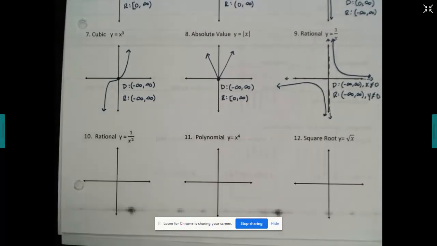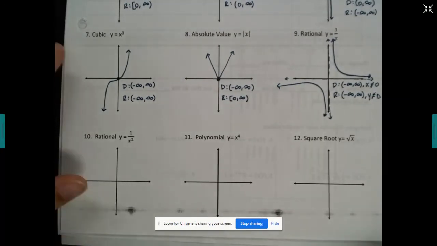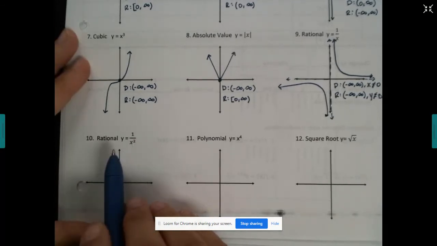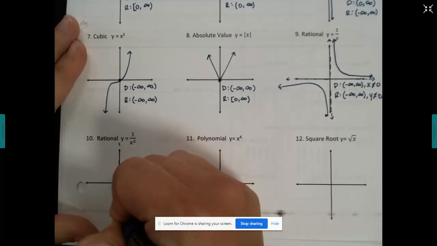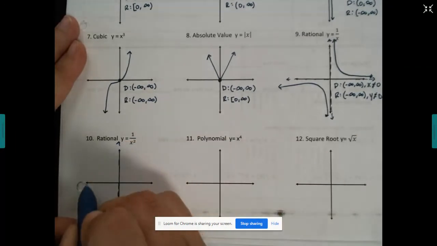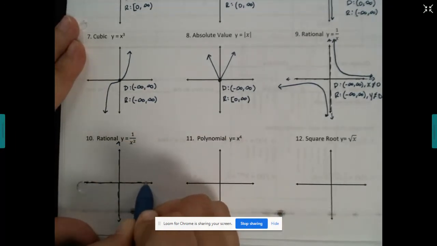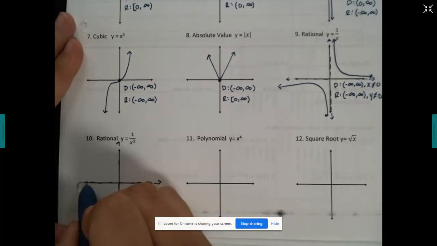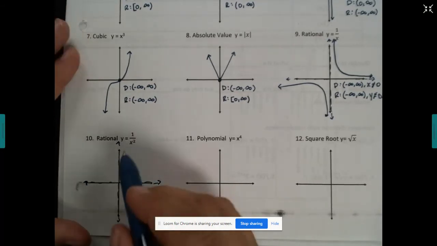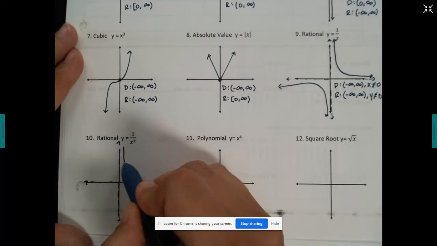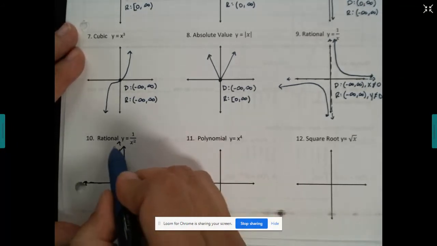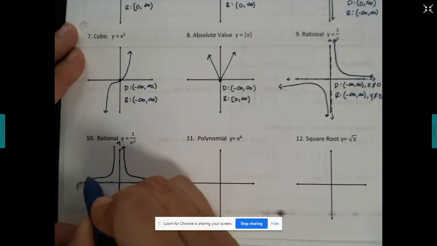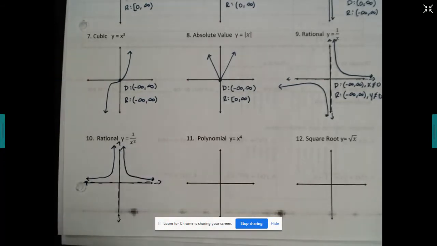Okay, our other rational one, we probably won't see this one much, but I thought we would write it just in case. So again, x is in the denominator, can't divide by 0, so we have asymptotes here on the axis and here on the axis. And these wrap around as well, but everything's positive. So we're in the top right and top left. So positive y values only.